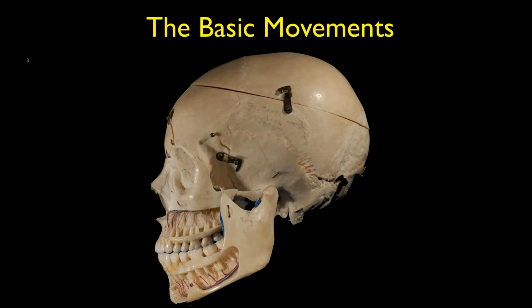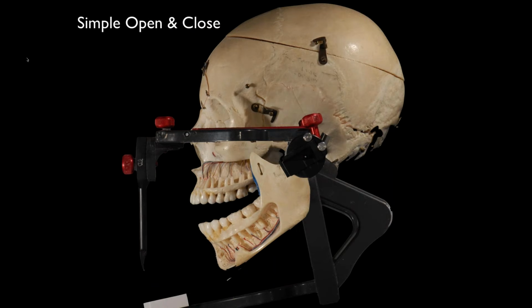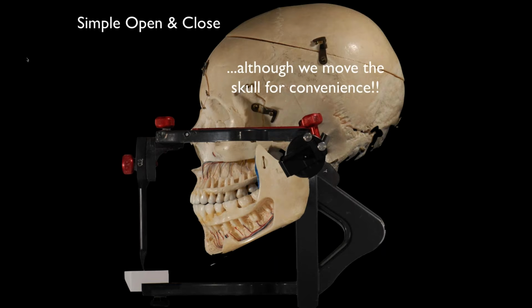And so the basic movements that we have, we're all familiar with. They're simple open and close, right? Where it's just simple hinge axis movement, open and close, click, click, right? Although usually on the articulator, we move the upper for convenience. That's what we do. I mean, that's not what happens in life, but it's all the same. It does not matter which part of the articulator you actually move to tap into centric.